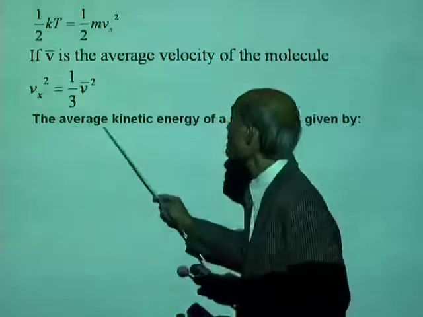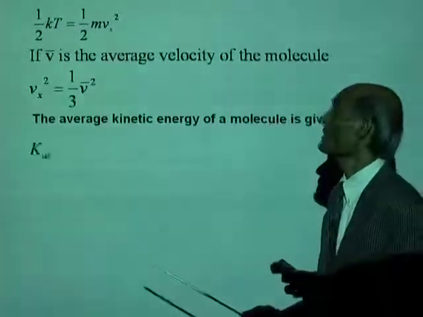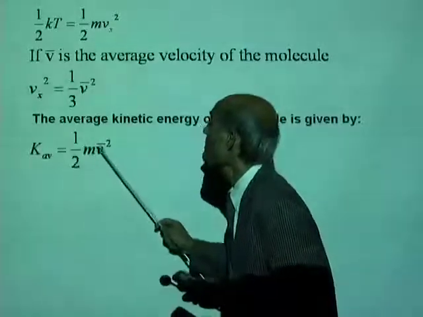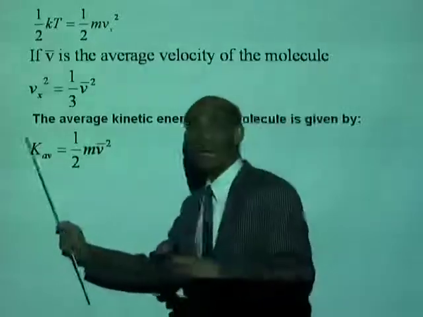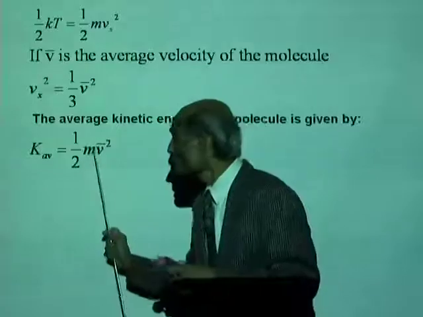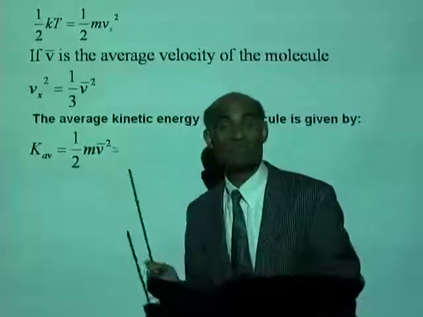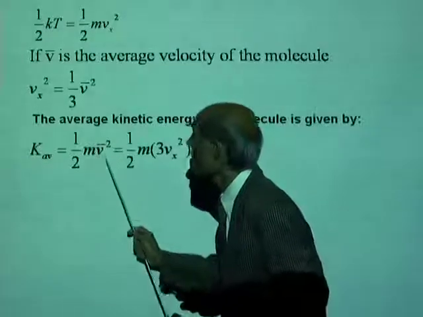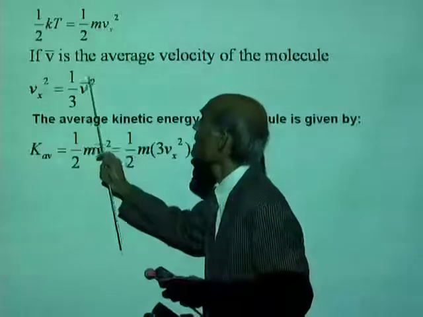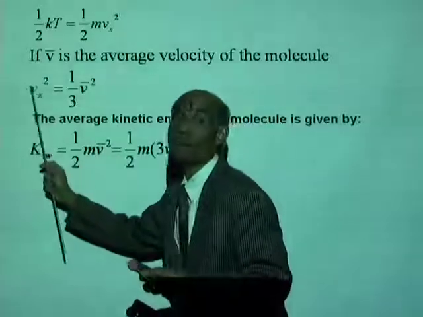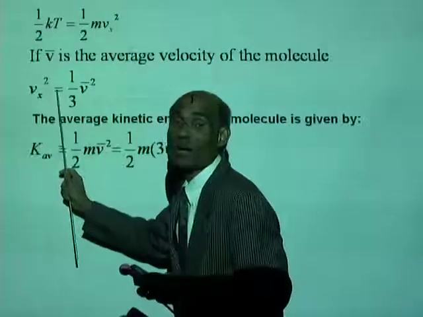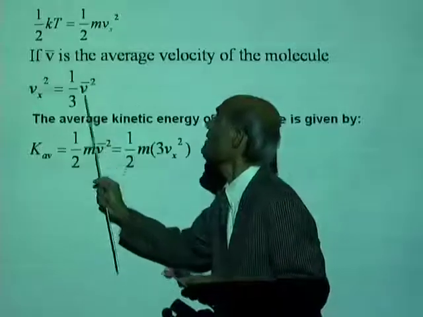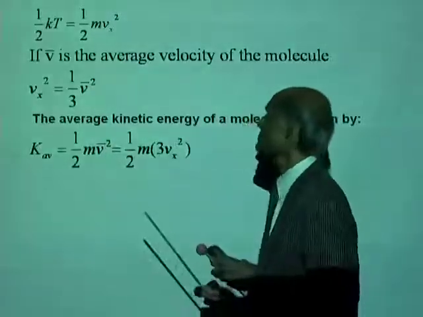squared. The average kinetic energy of a molecule therefore is given by K average is 1/2 m v bar squared. This is the average kinetic energy of a molecule, where v bar is its average velocity. Now, I'm going to replace this v bar squared. Look at this. This v bar squared is replaced by 3 vx squared, because we said vx squared is 1/3 of v bar squared. V bar squared therefore is 3 times vx squared.